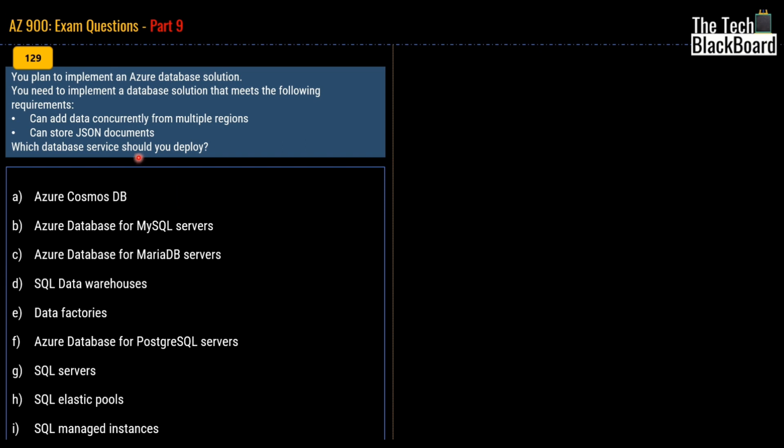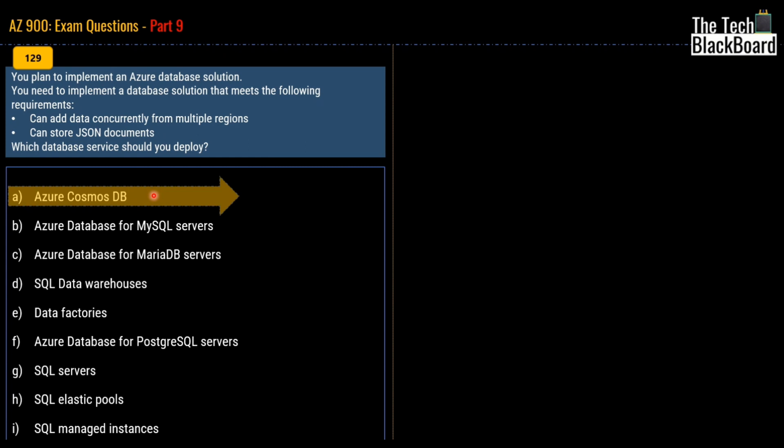Now here the keywords are that you can add data concurrently from multiple regions. That's the important keyword, that multiple regions are needed. The other hint Microsoft gives you is that you should be able to store JSON documents. With those two hints, you can easily identify the answer. The correct answer for this question is Azure Cosmos DB. Just to tell you a little bit more about Cosmos DB, it is a globally distributed multi-model database service. Also, Cosmos DB is a great way to store unstructured data such as JSON files. So that's why we have chosen Cosmos DB as the answer.